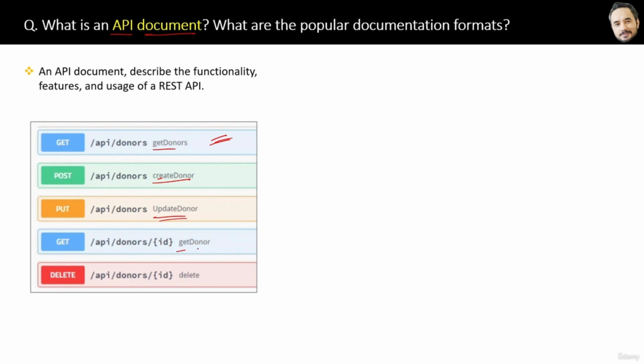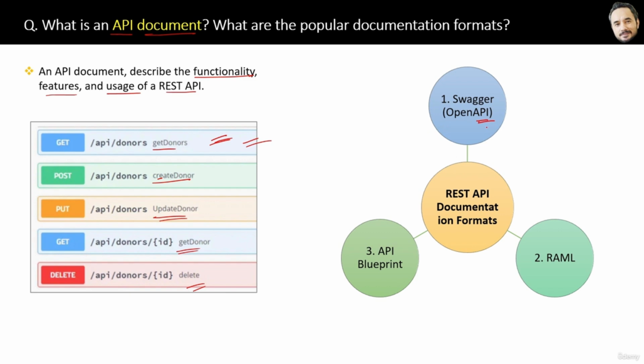We have to create our UI application as per that. And the answer is, an API document describes the functionality, features, and usage of a REST API. For example, this is, as I said, an API document, and you can easily understand the services. And the most popular documentation formats are Swagger, OpenAPI as we also call it, then RAML and API Blueprint. Great, that's the simple answer to this question.